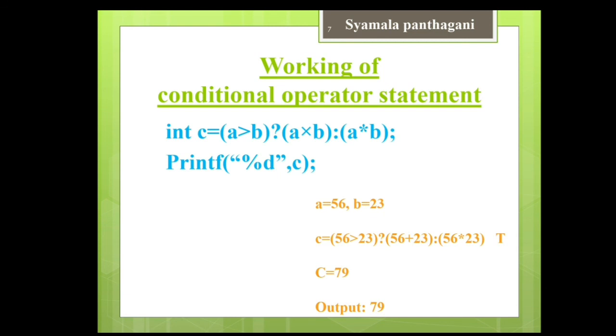That's why the compiler goes to the true block. In the true block, what have we written? 56 plus 23. That's why the compiler adds these two numbers. That is 56 plus 23 is 79. Now the value of c is 79 and the output is 79.